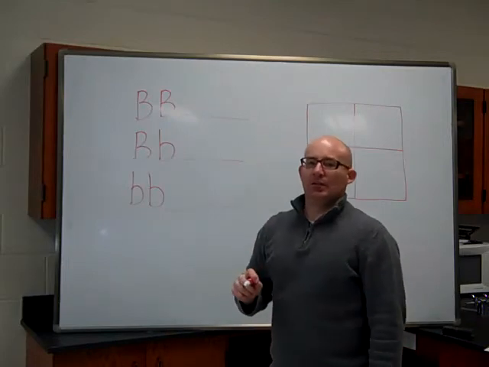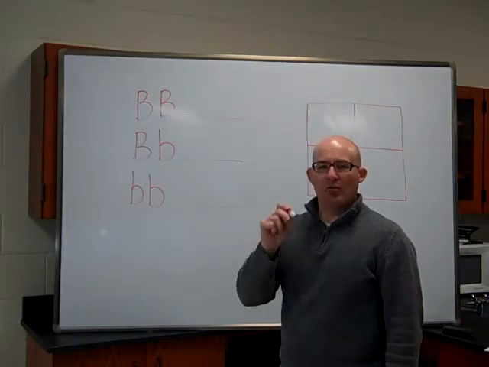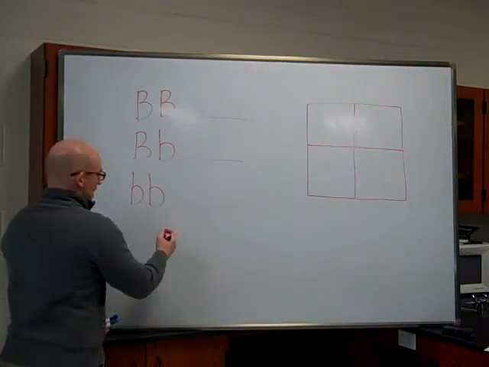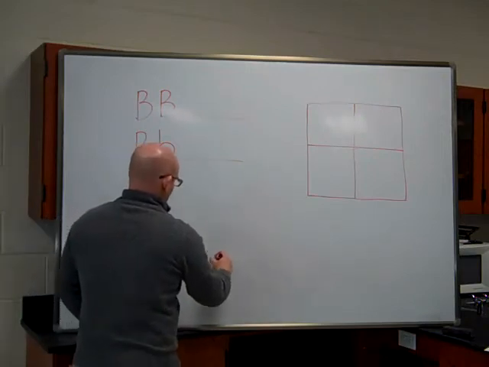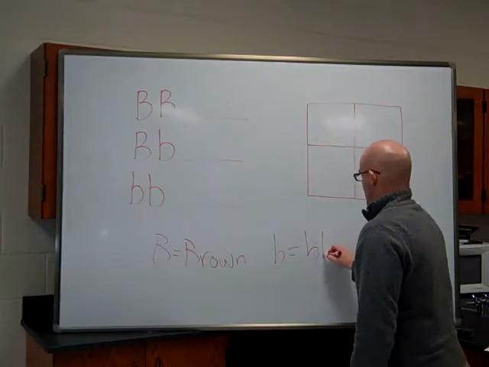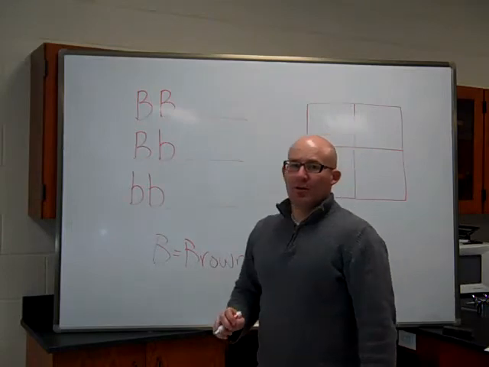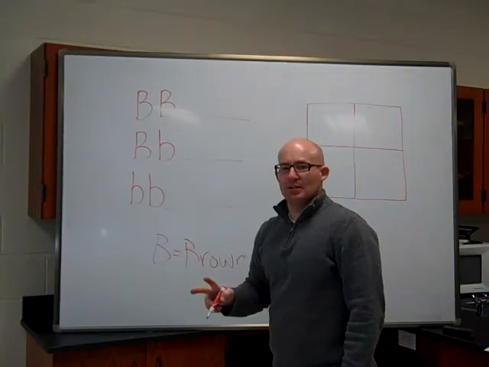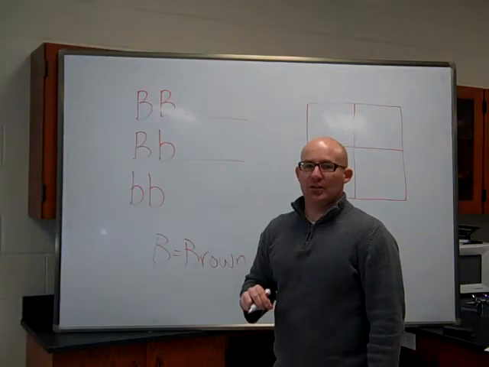So remember, what is an allele? We have 2 copies, 2 alleles. We have brown or blue, and one is dominant over the other. So we can write this down: big B equals brown. Little b equals blue. Now remember, you have 2 copies of every chromosome, so you're going to have 2 copies of each gene.